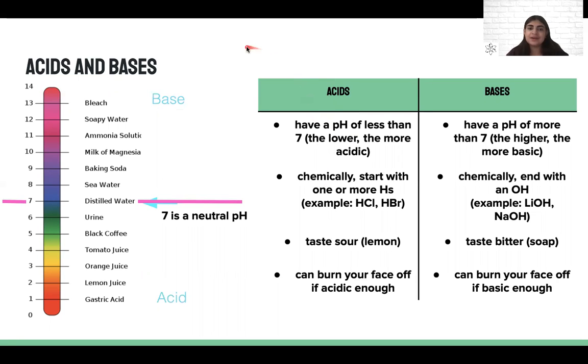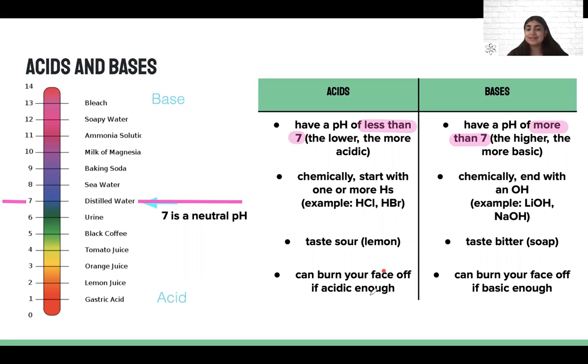So that basically covers the pH scale. So again, we have acids that have a pH of less than 7, and then bases that have a pH of more than 7. Acids usually have one or more H's at the beginning. So for example, we have HCl and HBr. This is hydrochloric acid, and I believe this is called hydrobromic acid. Versus bases usually end with an OH. So for example, here we have LiOH and NaOH, and by the way, OH is called hydroxide.